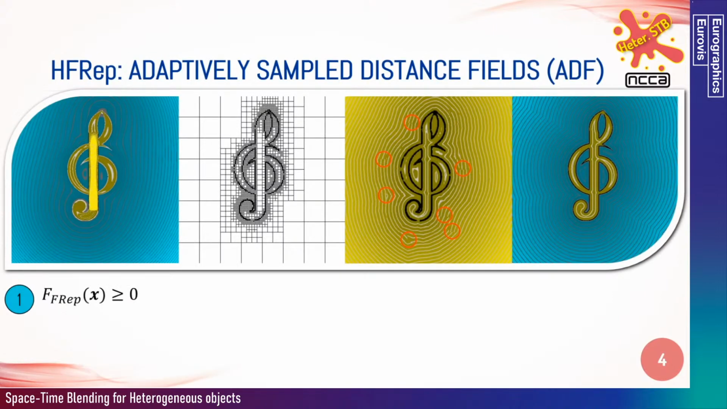Now let me introduce another extension of the HFREP that is based on FREP and adaptively sampled distance fields. Adaptively sampled distance fields are distance fields that are obtained using hierarchical subdivision of the object, with further distance sampling according to the object's level of details. The construction of this hybridization will take 4 steps. On the first step, we need to define FREP object. Here we define treble clef using FREP functions and a certain number of set theoretical operations.